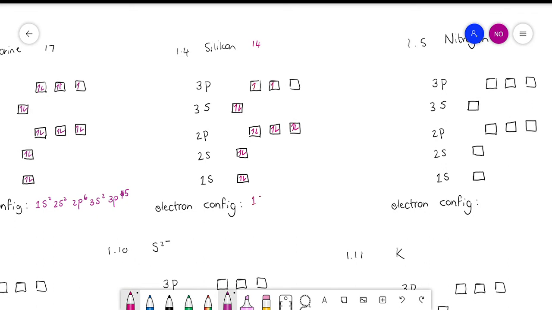So ek het 1s orbital het 2 elektrone in, the 2s orbital has 2, the 2p orbital has 6 in total, the 3s orbital has 2, and the 3p orbital has 2. If you add those together, you should get 14.